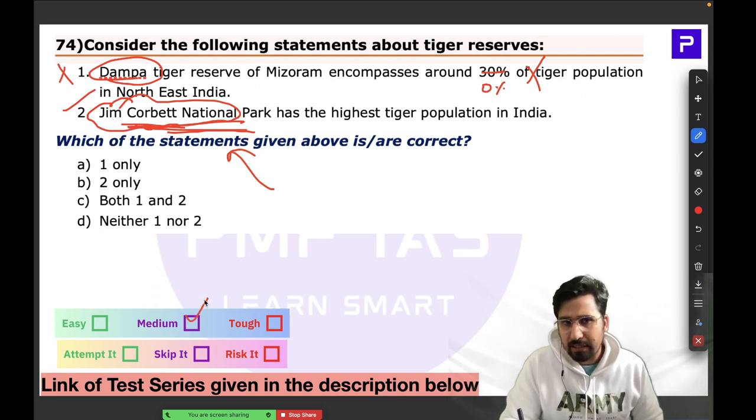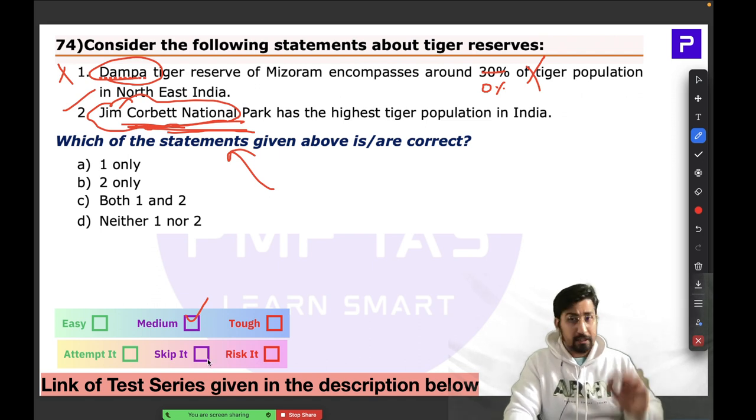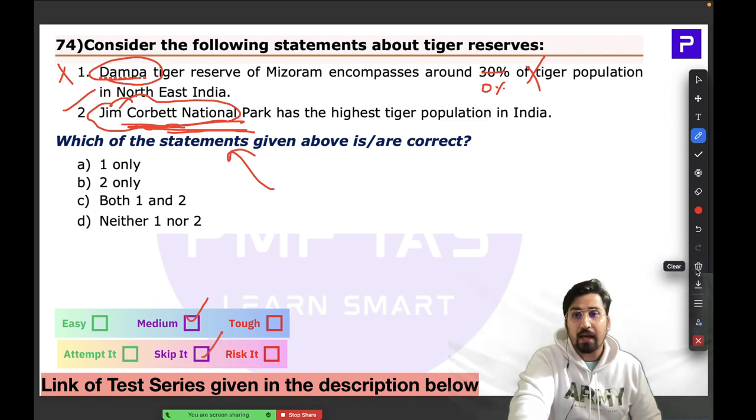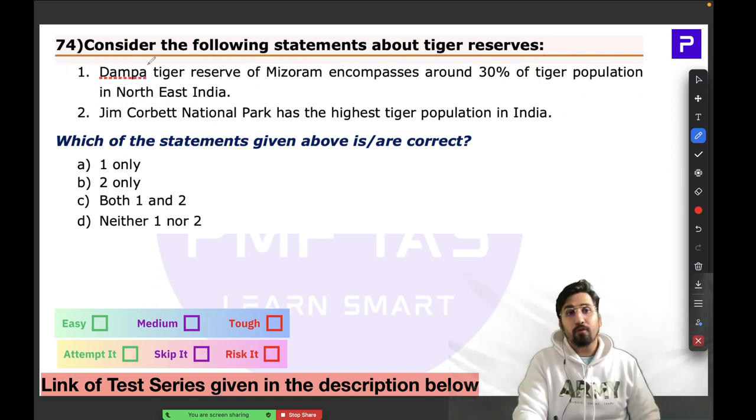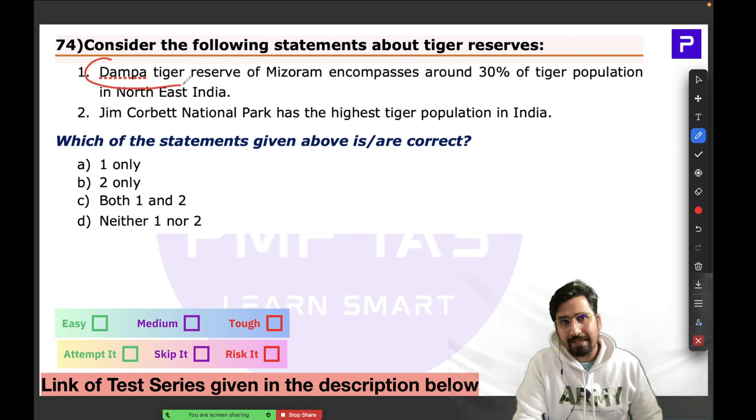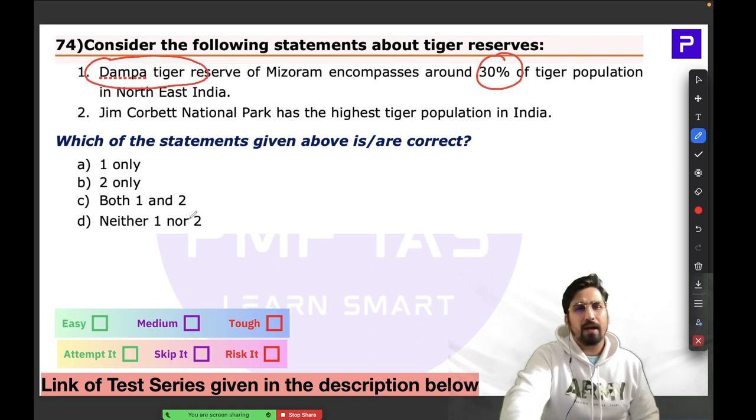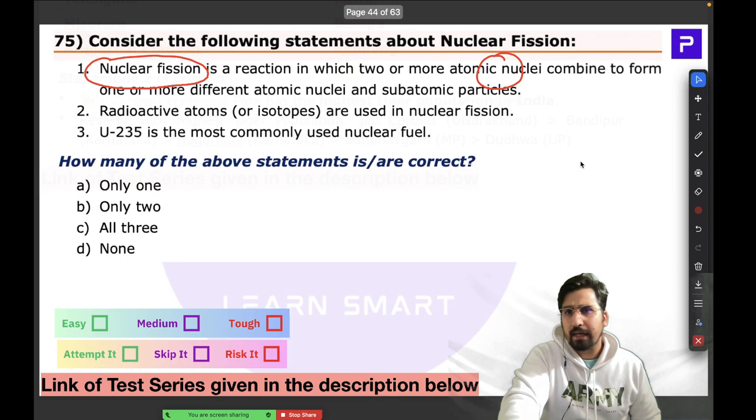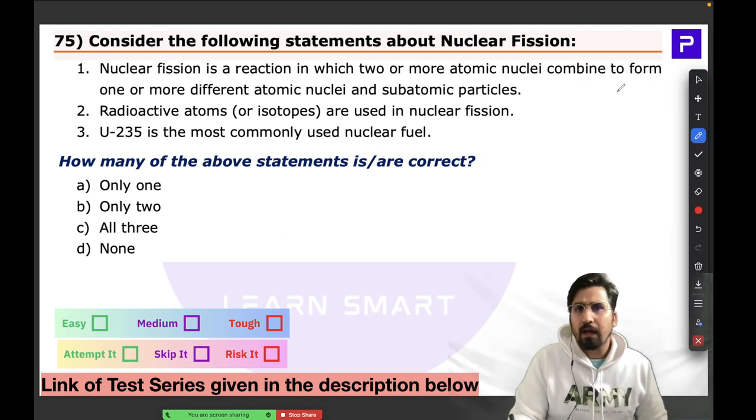So, I think this is a medium one, but if you have no idea, this is a very fact-based question, then you should skip it. Don't take unnecessary risk. I'm sure many of you would not have guessed this one. You would not, I'm sure we can't guess this. Some tiger reserves are having zero population also. So it's a tough one. I would recommend you to skip it. If you are not able to understand the statements well, then don't take any non-serious risk.